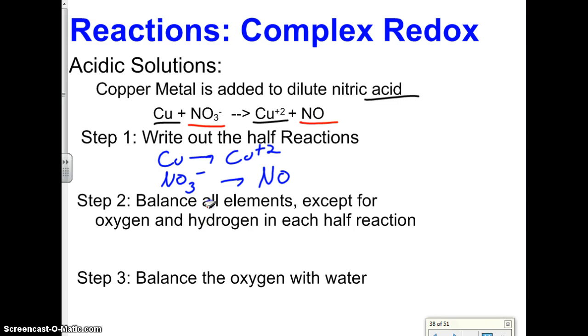The second step, which is true for all of these, is to balance all elements, but we will not be balancing our oxygens or our hydrogens yet. So in this case, we would look at copper and copper, which are perfectly balanced, so we leave them alone, and then the nitrogen and nitrogen, which is also perfectly balanced, so we leave it alone.